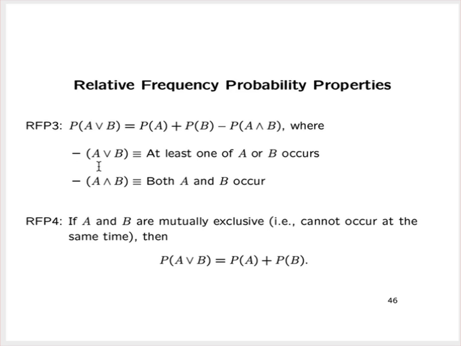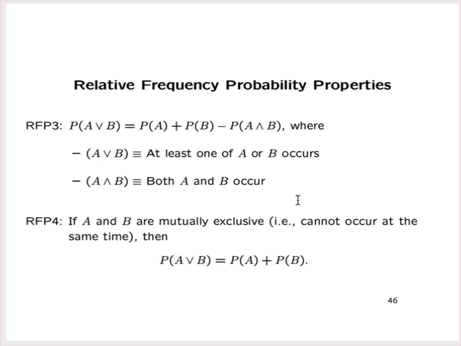Now, another way to say this that makes that a little bit clearer is that this A logical disjunction B, we can read this as at least one of A or B occurs. All right? And then this symbol is the logical conjunction, so it means and, right? So this wedge means or, and this hat means and. And so this is the event that both A and B occur.